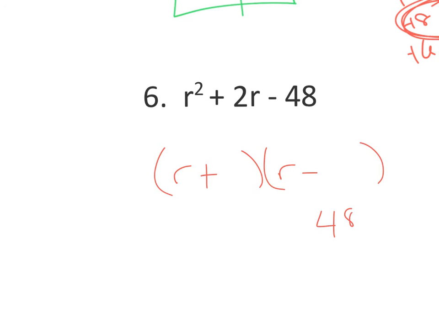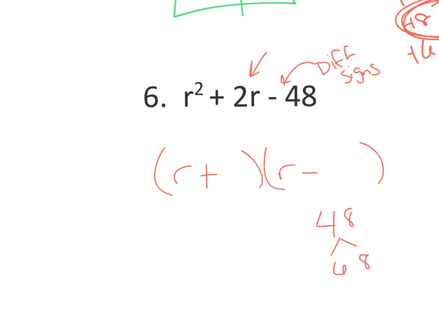Alrighty, so I'm going to break up 48, and I'm thinking about my factors. And I do know that the factors of 48 are 6 and 8, and those are the ones that are going to get me to 2. And remember, this guy here is negative, so different signs.